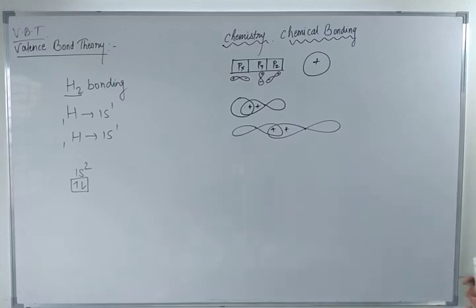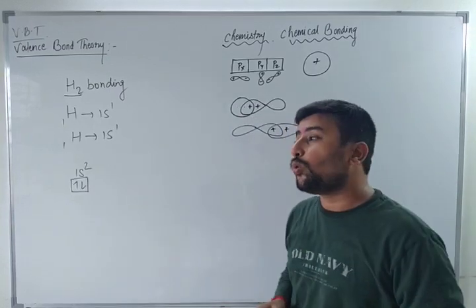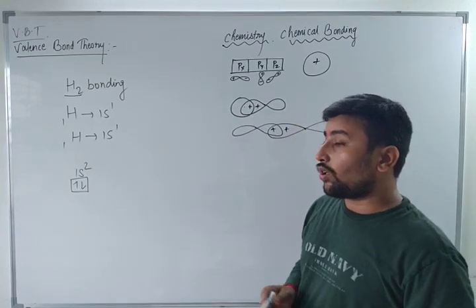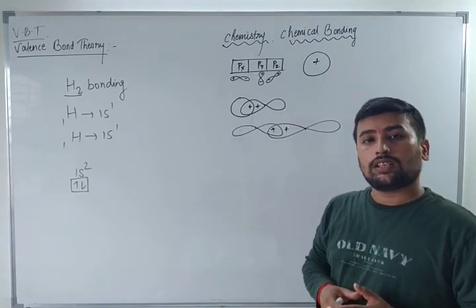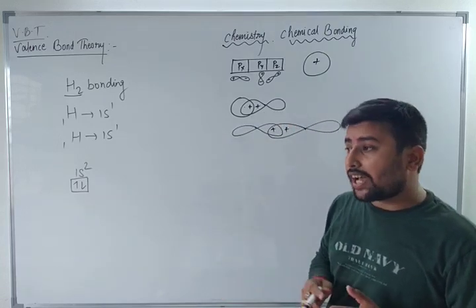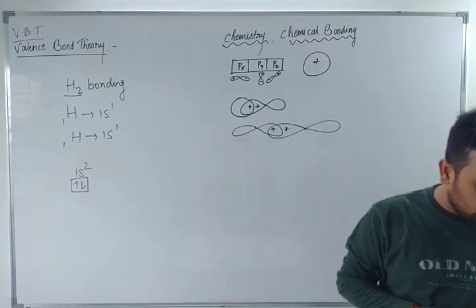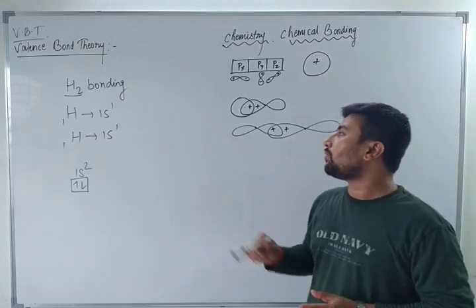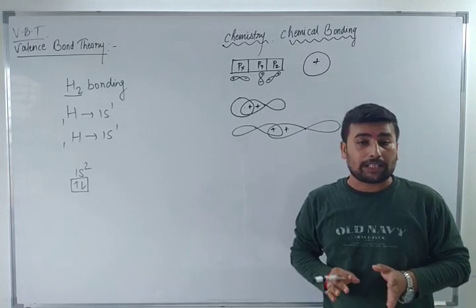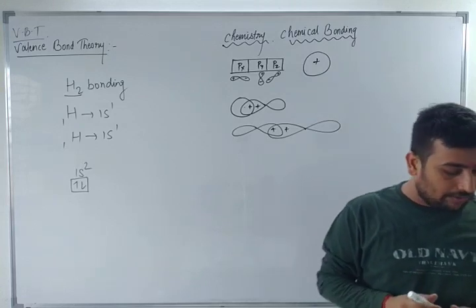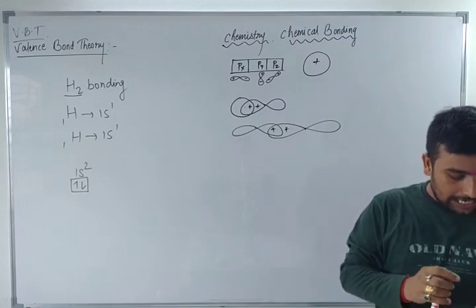Now you will say, sir, how will a positive lobe approach another? As I have already told you, when there is nuclear attraction, this type of overlapping is attractive, and because of these attractive interactions the positive overlapping is formed. If I talk about negative overlapping, it involves the overlap of lobes of opposite signs, and it leads to repulsive interactions.